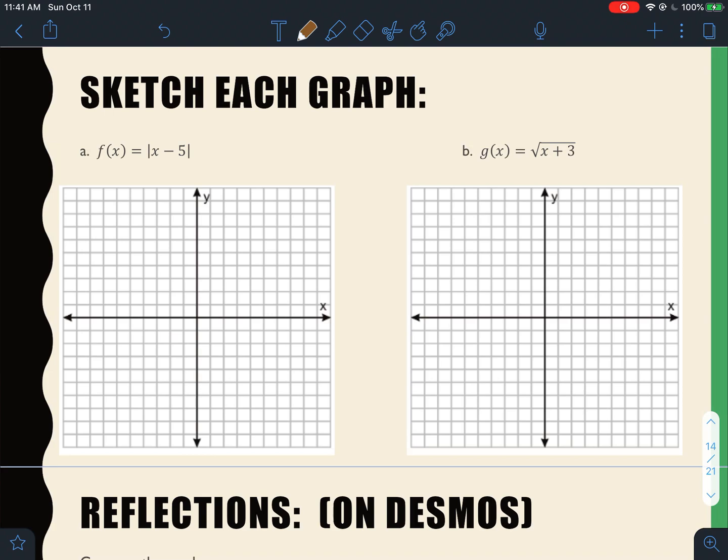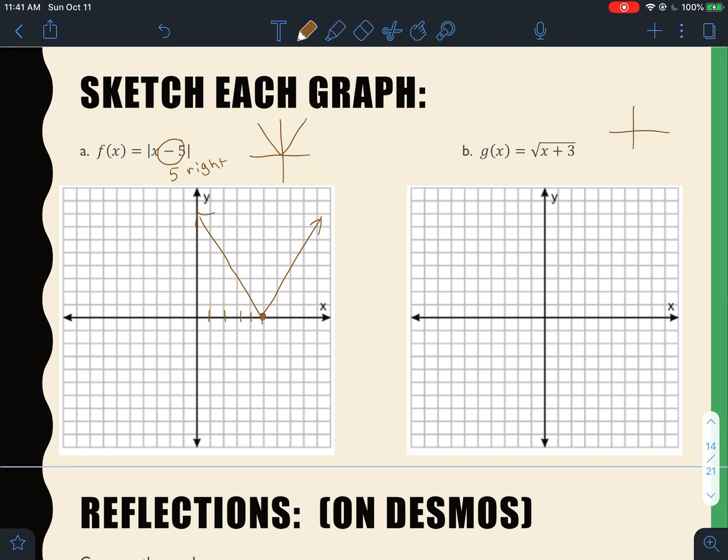All right, the absolute value graph parent function looks like a v. And then remember, if it's x minus 5 on the inside, that's going to move it 5 to the right. So we're going to take that v and move it 5 to the right. So 5 to the right, and then we're going to make our v.